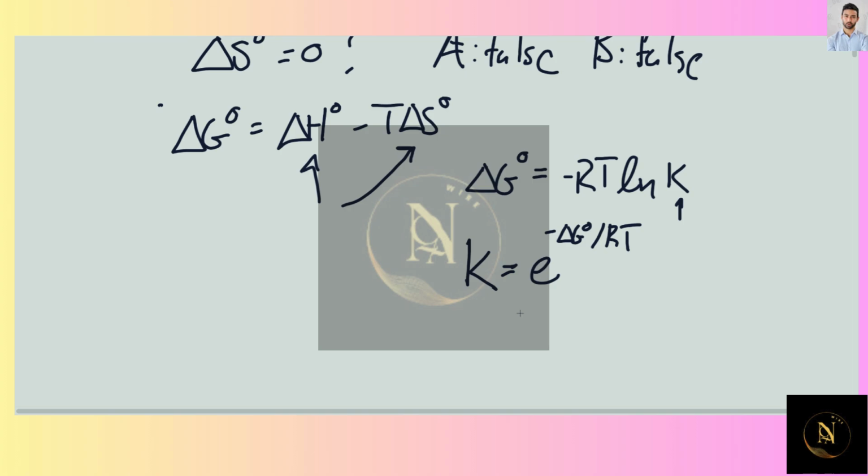Well, if delta G naught is 0, then K is equal to e to the negative 0 over RT. Here it really doesn't matter what R or T equal, because 0 over anything is still 0, so we're just going to get e to the 0, and anything raised to the 0 is 1. So C is true. And this is the relationship we need to prove it.